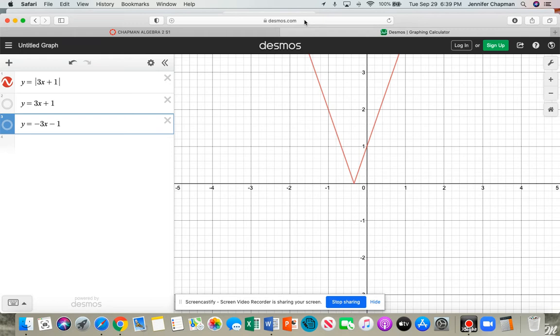They want me to write an absolute value, a piecewise function for this. One thing I really want to emphasize visually looking at this function is that an absolute value function is basically this.